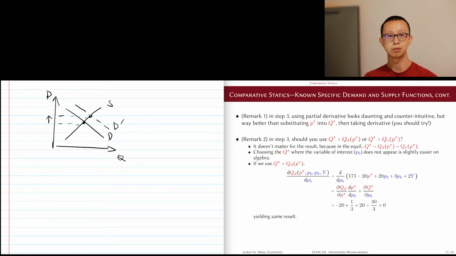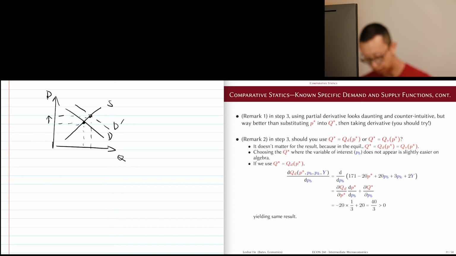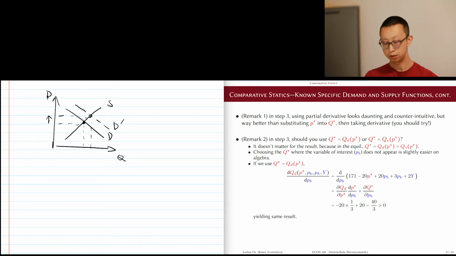Our first analysis of taking the derivative of the supply function with respect to PB is to keep track of the change in quantity by focusing on the supply curve itself. So when P increased by 1/3, we know Q increases by this much along the supply curve, and that's going to be 1/3 of 40. However, our second approach of taking a derivative with respect to the demand function really combines two different things.